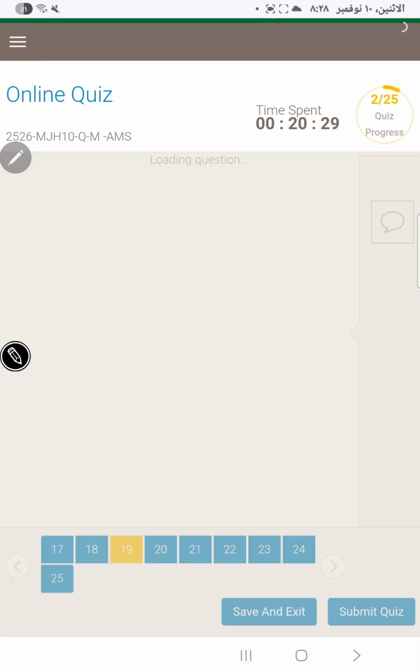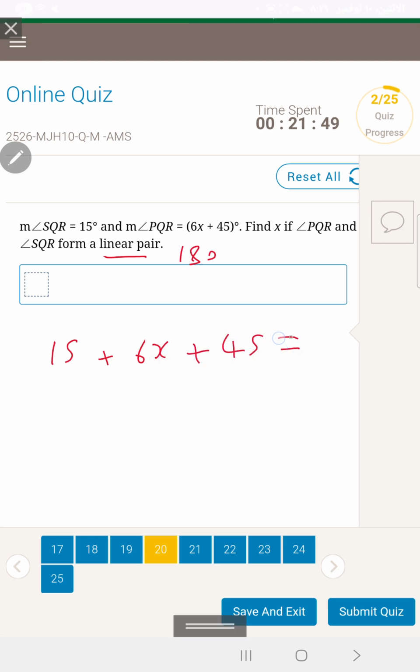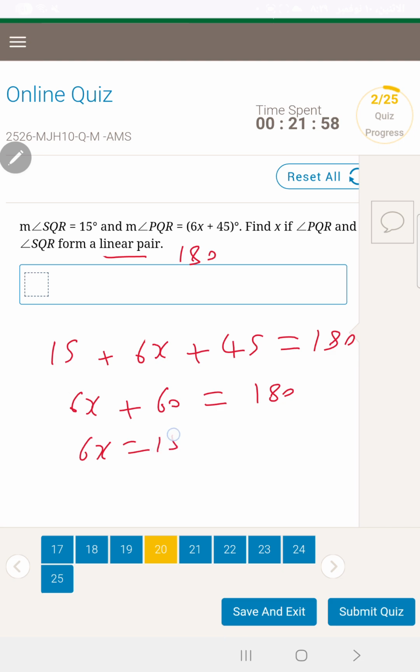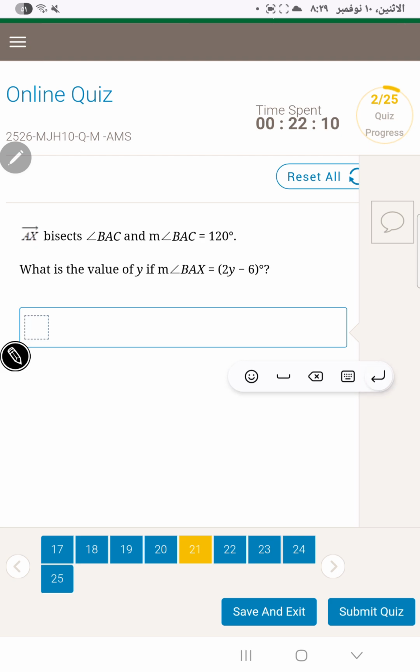Question number 20. In question number 20 also we have a linear pair. Linear pair means 180 degrees. So this is very simple. So 15 plus 6x plus 45 equals 180. 6x plus 60 equals 180. 6x equals 180 minus 60. 6x equals 120. Divide by 6, x equals 20. Question number 21. AX bisects BAC. This is a repeated question, same idea.